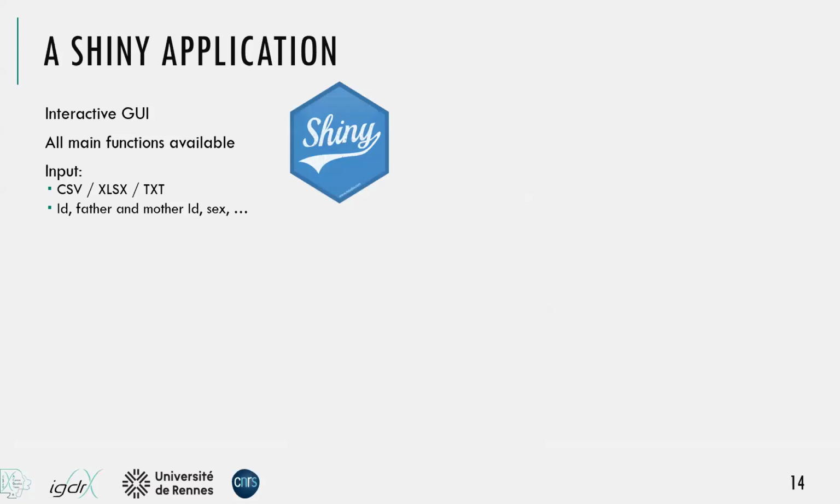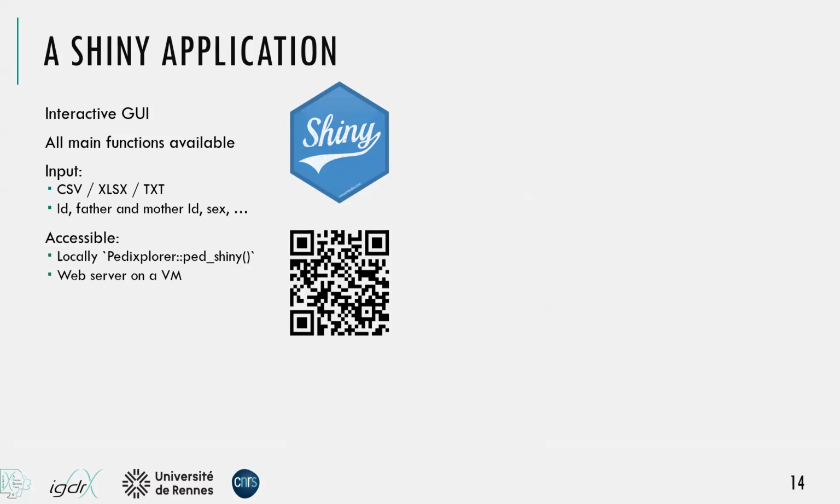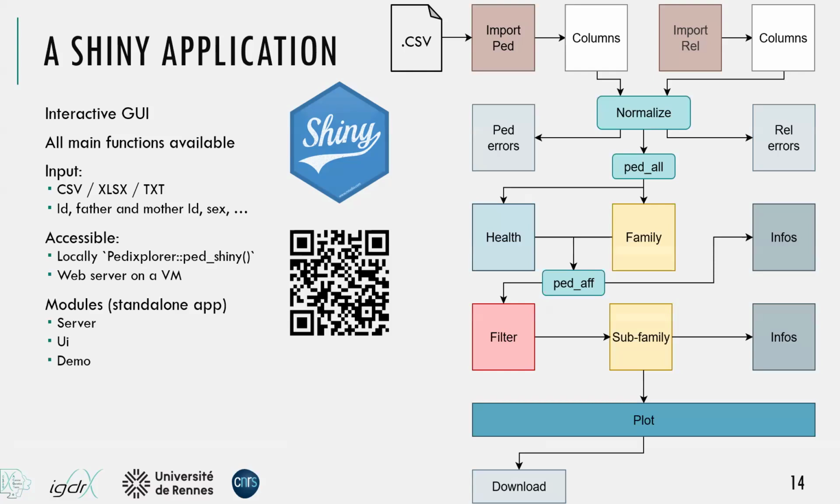With all these new classes and functions, it might be complicated for a new user to know what to do at which point. Therefore, I developed a Shiny application to use all the main functions. As inputs, you only need a file with the ID of the individuals, their father, mother, and their sex, which are the only mandatory ones. It is accessible locally through a single Shiny function and also on a web server on a virtual machine.